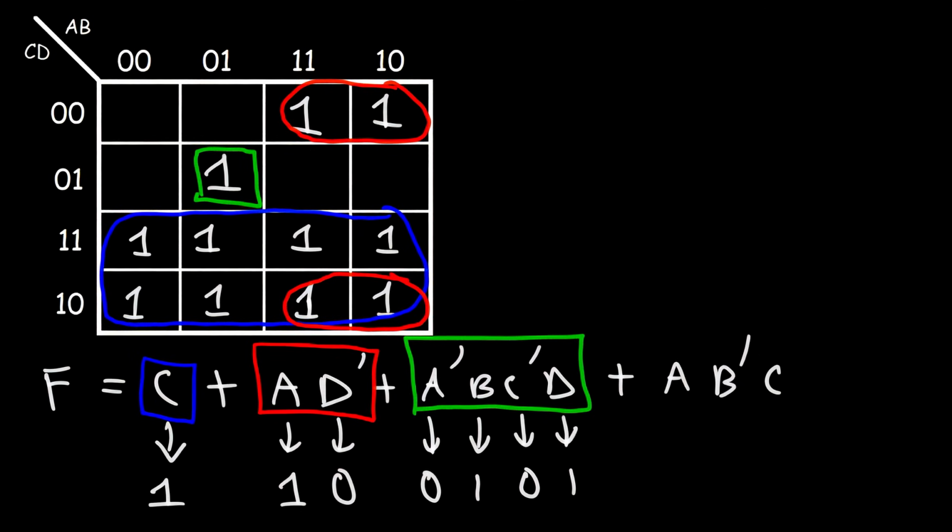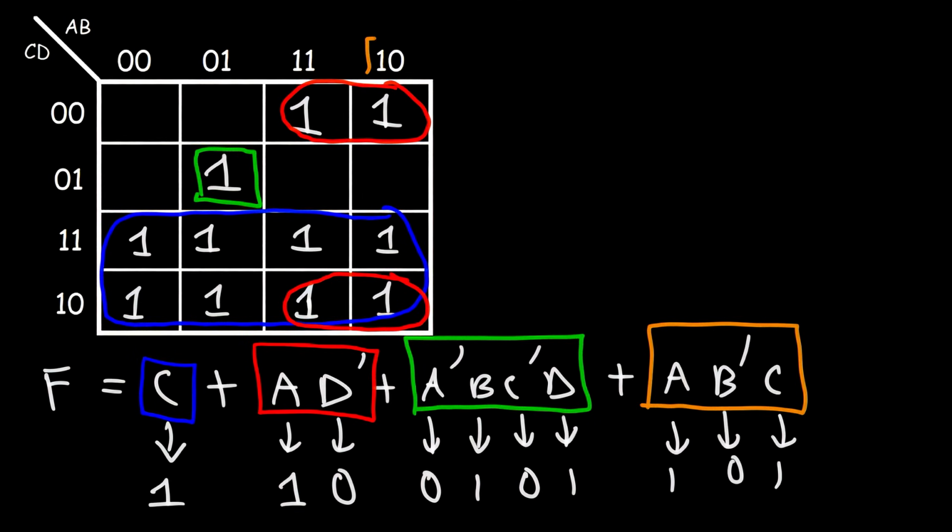Now for the last one, A, B prime, C. So we're going to have a 1 for A, 0 for B prime, and a 1 for C. So first, let's identify where AB is 1, 0. So that's going to be in this region. And now let's identify where C is 1. C is 1 in the second and the third row from the top. So we're going to need a 1 here and the 1 that we already have here. So as you can see, for a term with 3 variables, we get a pair of 1s or 2 1s.